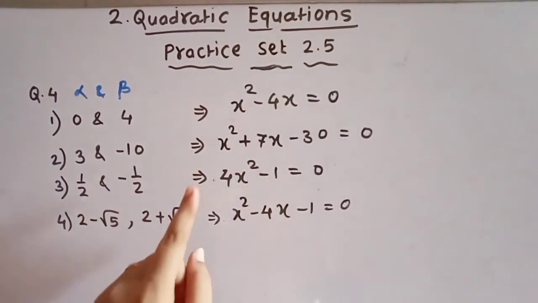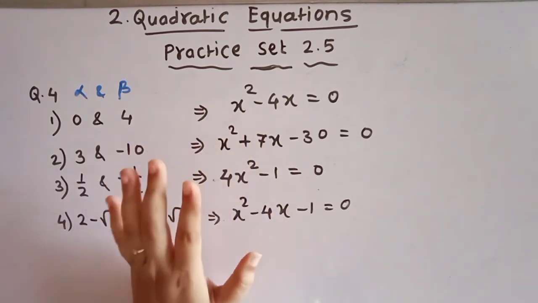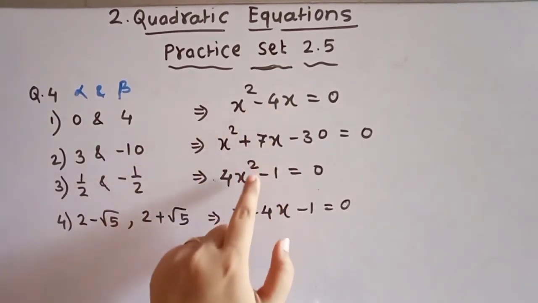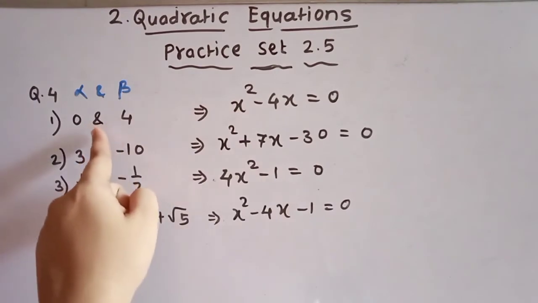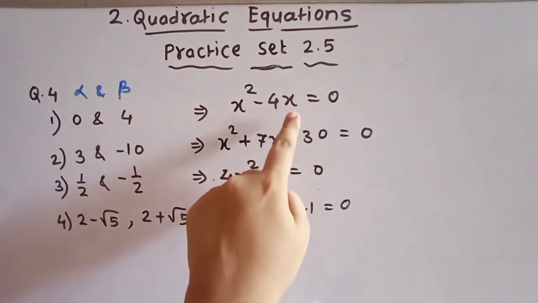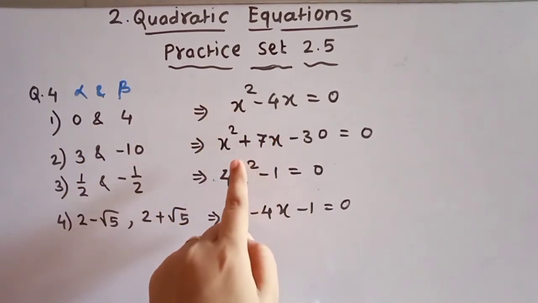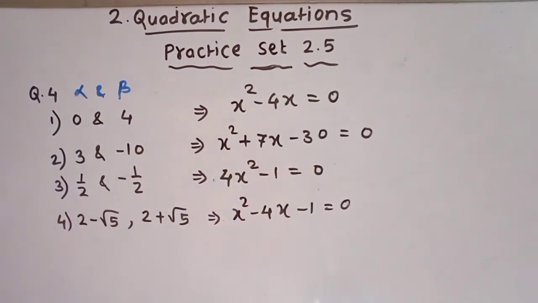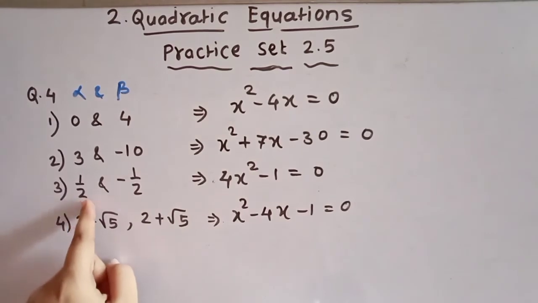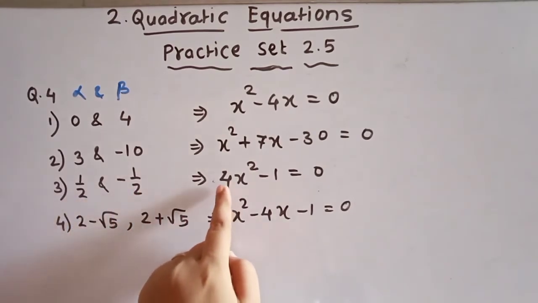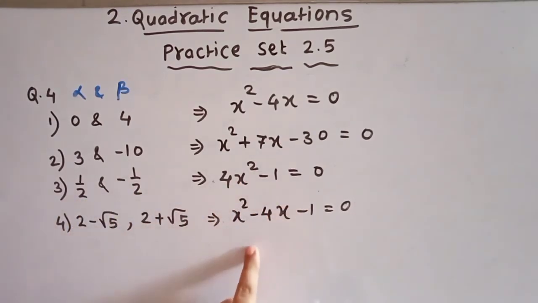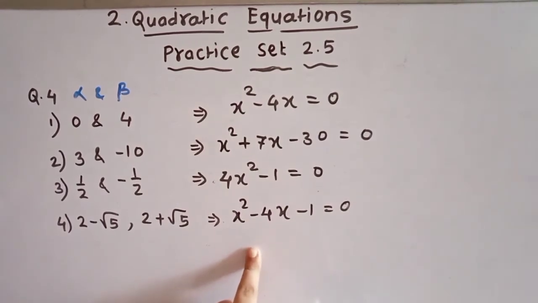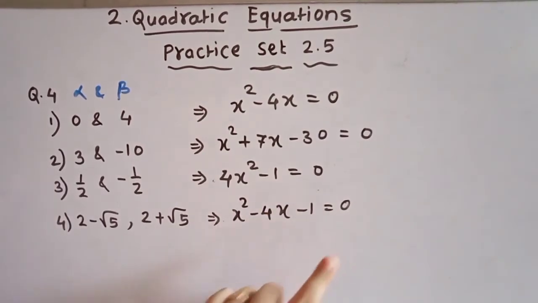Okay. You have to write step by step. For understanding, I have written it again. For these roots, x square minus 4x is equal to 0 will be the quadratic equation. Then for the second one, x square plus 7x minus 30 is equal to 0 is the quadratic equation. For half and minus half, 4x square minus 1 is equal to 0 is the quadratic equation. And last is x square minus 4x minus 1 is equal to 0. So I hope this question is clear to you.